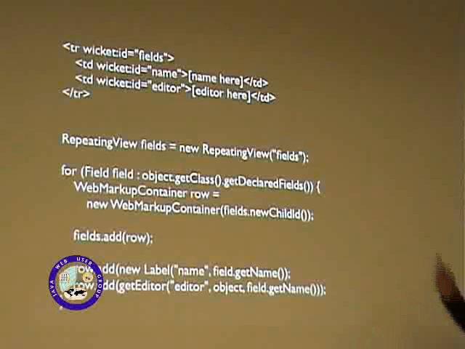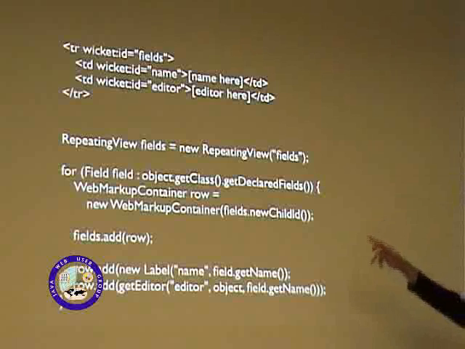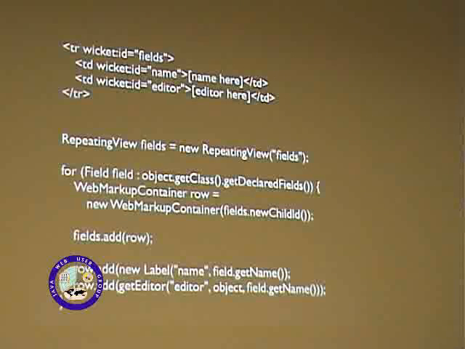Then we get the declared fields on our object, so we take a little bit of reflection here. The way that repeating view works, when you want to add in a new row, you just call repeating view new child ID, and this is a magic function. Essentially, it generates you a child ID. Whereas you wouldn't normally put in the fields or the name, because we're generating lots of these, Wicket needs to generate a new ID for us for each one.